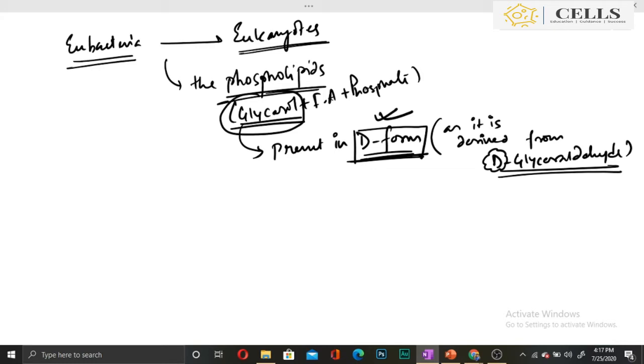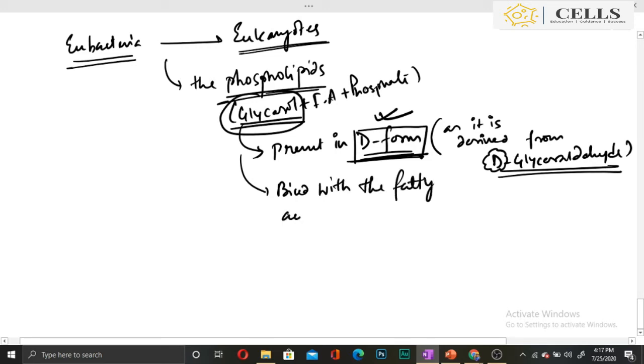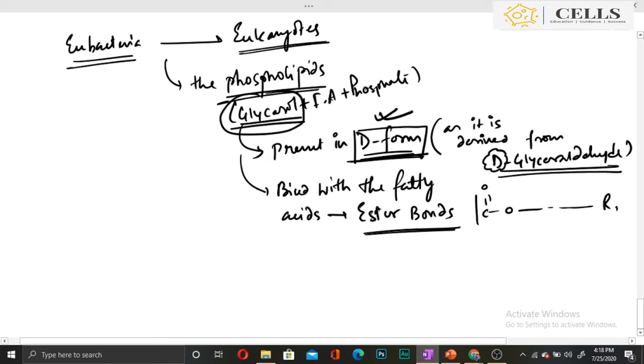And this glycerol actually binds with the fatty acids with the help of ester bonds. This kind of bond is called an ester bond. COOR, this bond is known as the ester bond. Okay. Now exceptions are there.